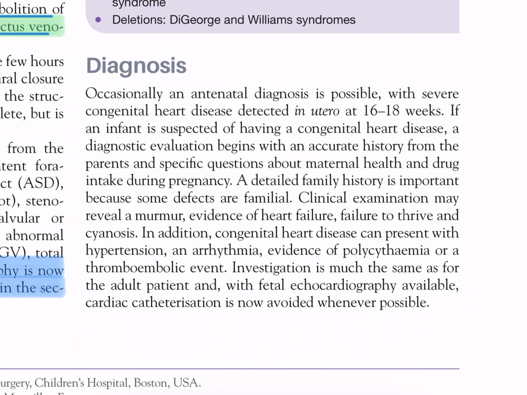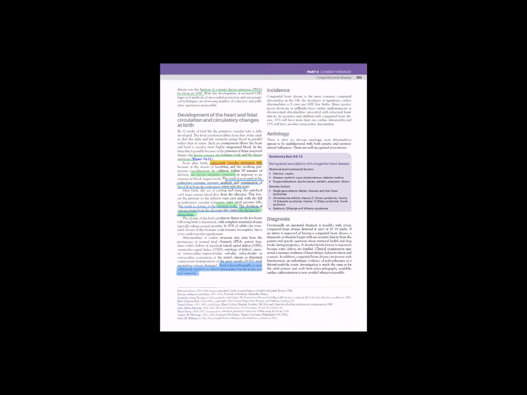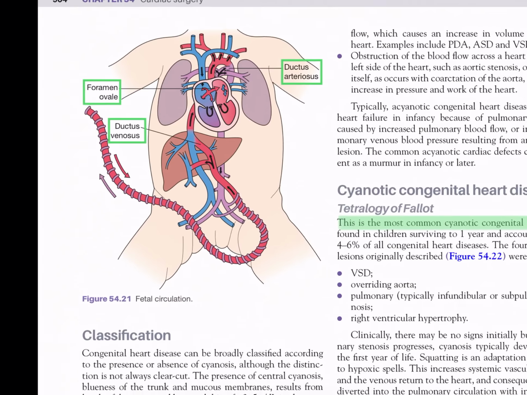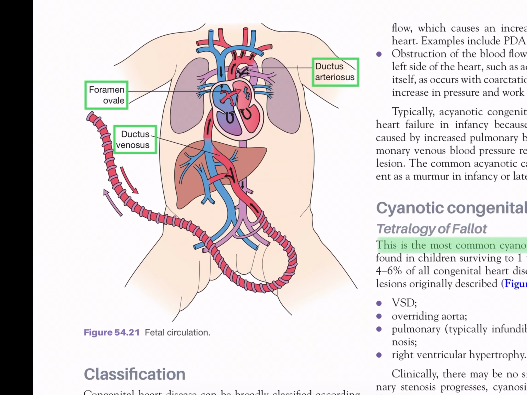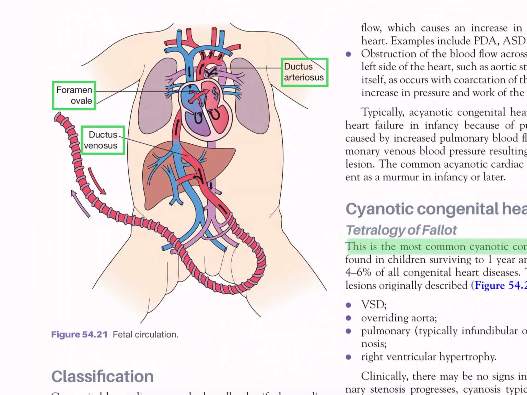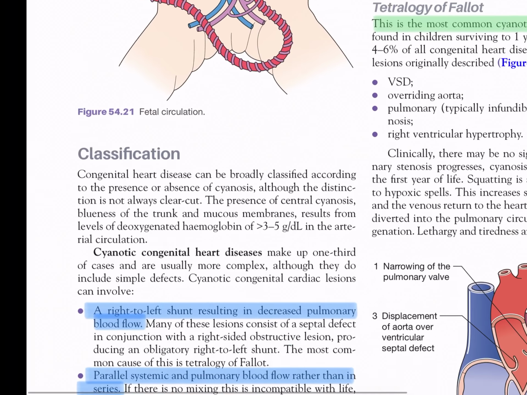Clinical examination may reveal a murmur, evidence of heart failure, failure to thrive, and cyanosis. In addition, congenital heart disease can present with hypertension and arrhythmia, evidence of polycythemia, or a thromboembolic event. Investigation is much the same as for the adult patient, and with fetal echocardiography available, cardiac catheterization is now avoided whenever possible. Here we can see the fetal circulation and the 3 shunts which help carry out the fetal circulation: the foramen ovale, the ductus venosus, and the ductus arteriosus.